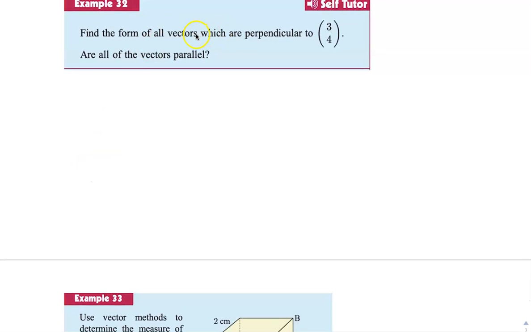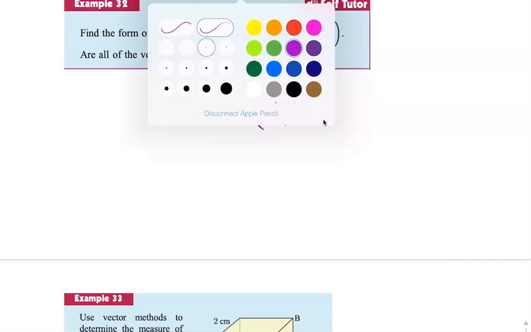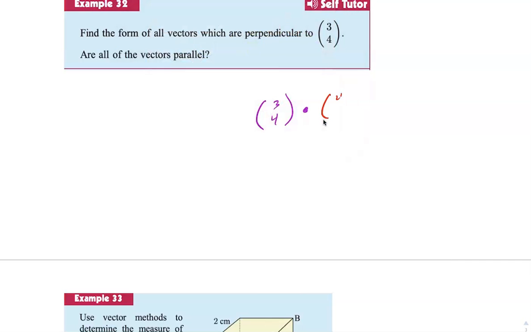Find the form of all vectors which are perpendicular to 3, 4. Are all the vectors parallel? So you want me to find something that's perpendicular to 3, 4. The easiest way to do this, since you're multiplying it, is just flip it upside down. So my perpendicular vector is going to be 4 and then 3, but I've got to make one of them negative so they cancel out. So it's something like this. That works, and any multiple of this is going to work.